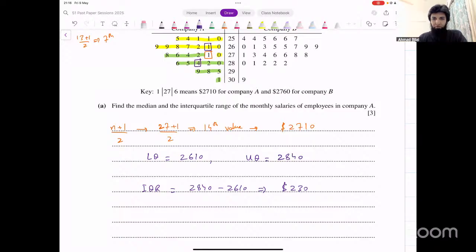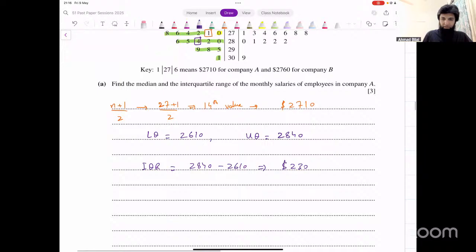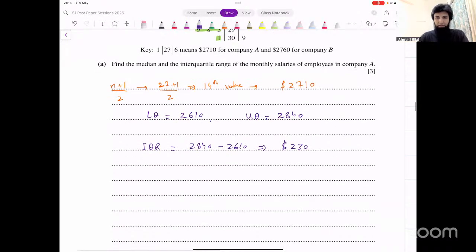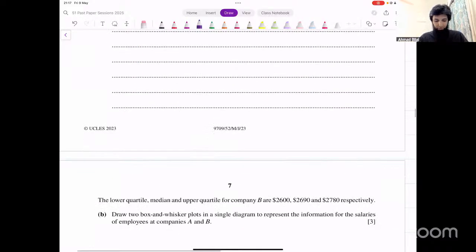No, you don't have to show any work. You can write down, for median, you don't have to show any working. You can write down the median directly. For interquartile range, you should show the upper quartile, the lower quartile. For median, you don't have to show any work. Okay. No problems.